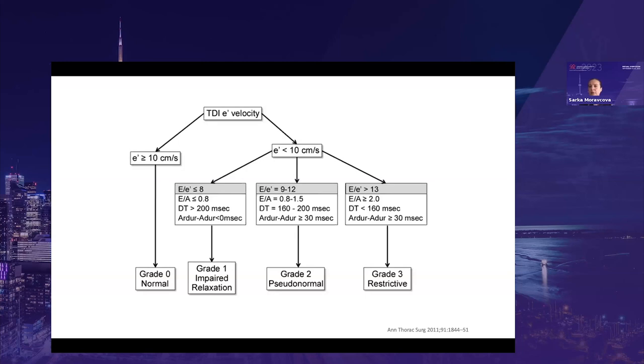In the Thoracic Surgery Journal in 2011, Swaminathan and colleagues published a study where they tried to assess the utility of the ASE algorithm for measuring the diastolic function in the perioperative period. And they found that they could only assess or grade two-thirds of patients. So they also used a simplified algorithm using only two variables, starting with a measurement of the lateral annulus velocity, E prime. If it is below 10 centimeters per second, then they graded the diastolic dysfunction according to the E to E prime ratio and found that it was easy to perform and they were able to grade the majority of the patients.